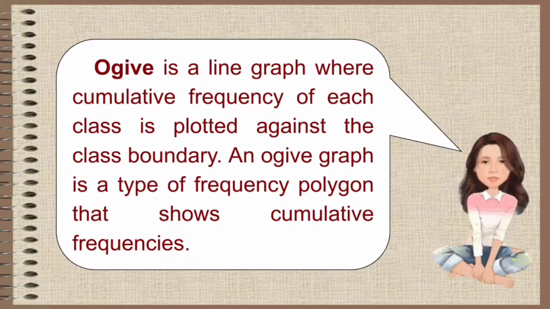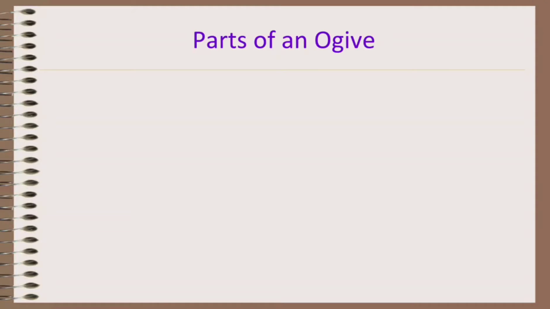So when we say ogive, it is a line graph where the cumulative frequency of each class is plotted against the class boundary. An ogive graph is a type of frequency polygon that shows cumulative frequency. These are the parts of an ogive.